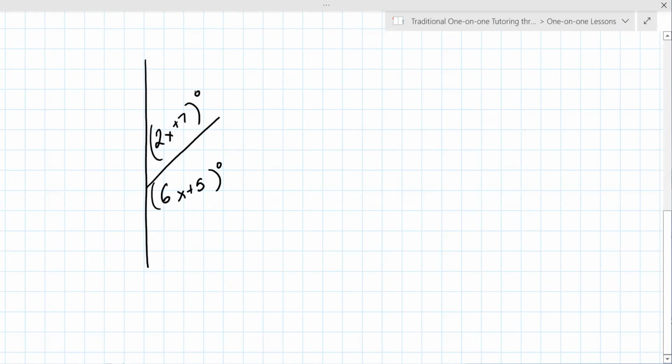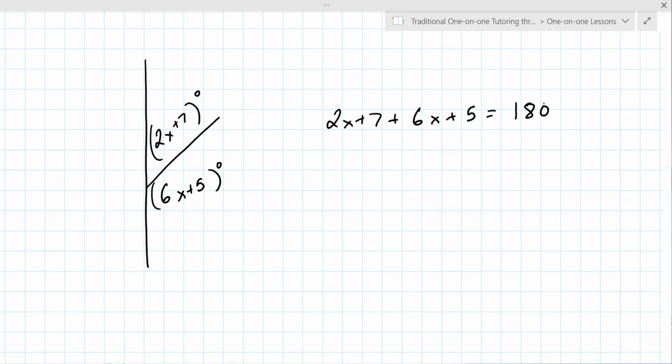So a linear pair, the line could be vertical. It doesn't really matter what it is. This time, though, I'm not going to give you the angle. I'm going to give you an expression for the angle. But just like the previous problem, what do the two angles have to add up to? 180. So this first angle, 2x plus 7, plus the second angle, 6x plus 5, has to equal 180.